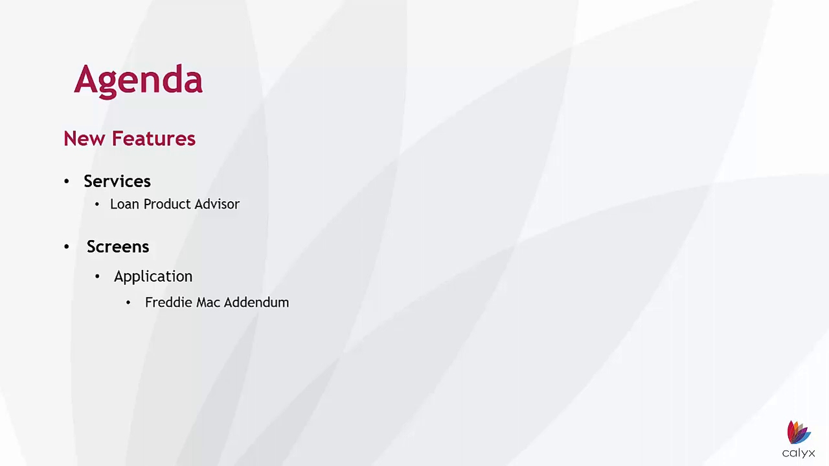We've added in the service of the Loan Product Advisor. So now you're going to be able to run Freddie Mac inside of Zenly. And with us adding that service, we had to also add in a new screen for the Freddie Mac addendum, which is going to be under your application heading. I'm going to go over and open Zenly so I can show you where these are and how you can run LPA.